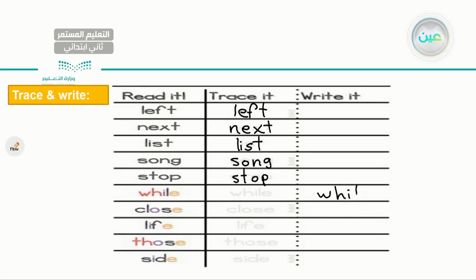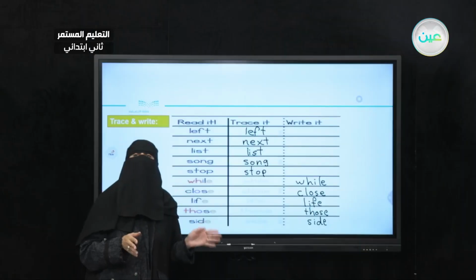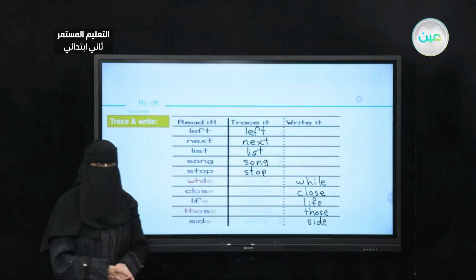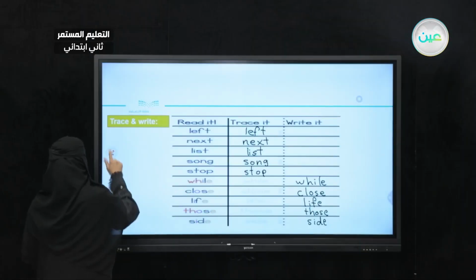While, close, life, those, and side. Very good, my dear student. So now we did 3 in 1 activity. We read the words, we traced them, and then we wrote them down on our own. Okay? So let's go to the next slide.